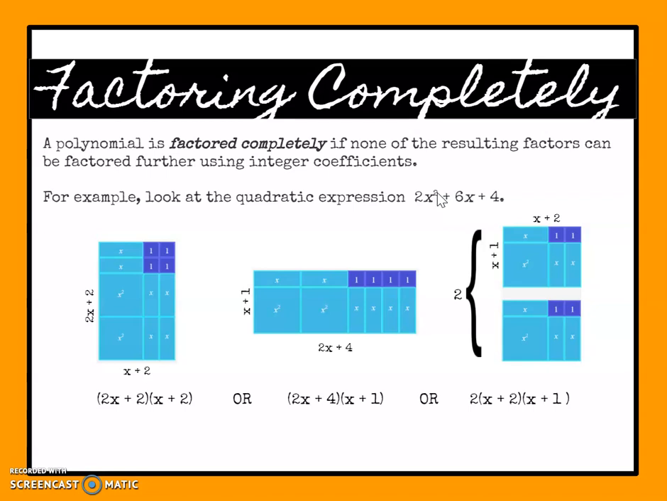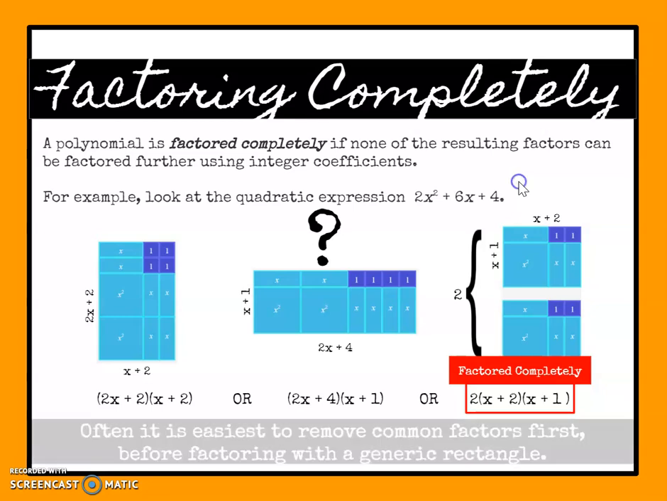2x plus 2 times x plus 2, or 2x plus 4 times x plus 1, or 2 times x plus 2 times x plus 1. Now the truth is they're all factored. These are all factors of this expression 2x squared plus 6x plus 4. But which of them is true to the definition factored completely? That's going to be this third option here. This is considered factored completely because if you look at each of the factors in that product, all of them have no integer coefficients that can be factored out. It has been factored completely.